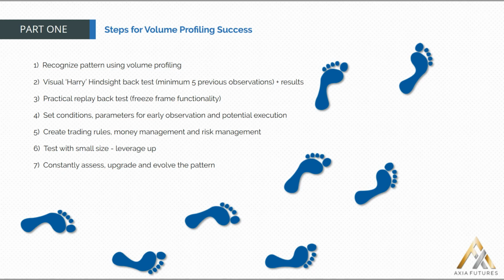Once we've done the practical replay, we then set our conditions and parameters for early observation and potential execution. So it's very simple. You have a trade strategy, you've backtested it. You now put in place the parameters. Remember, a unique edge or a trading strategy has exactness to it. The process is exact. There are no ifs and buts. There are no maybes. There's very little subjectivity. It's all objective. Because of these parameters, we can allow ourselves to just trade the trade and put in place the execution that is required. So that is our 4th step.